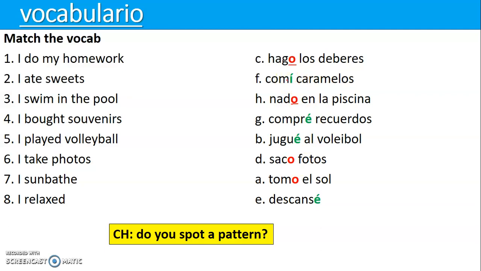So that's because if you're saying I in the present tense, so I do, I swim, I take, I sunbathe, I play, the verb is always going to end in an O. And it's however the verb ends in Spanish tells you who is doing the verb and what tense it's in. And that's what we're going to look at. You know all this, to be honest, already. But that's what we're going to look at today.